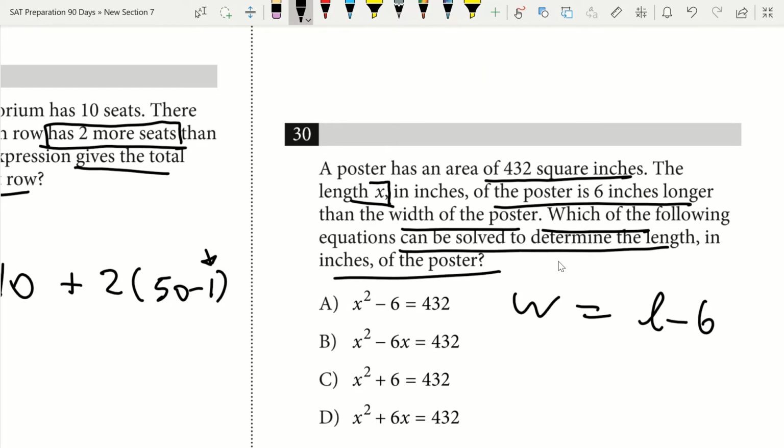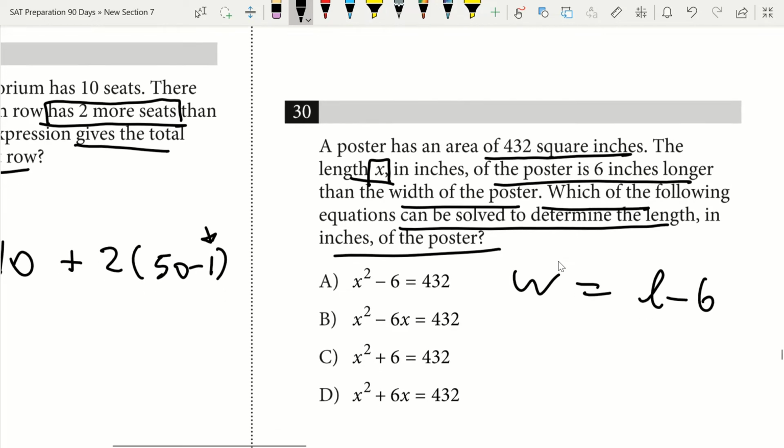Well, we know length is x. And we know that width is 6 inches less than x, because the length, which is x, is 6 inches longer than the width. So the width is going to equal our length, which is x, minus that 6. And we know our x is going to equal our length. We know length times width gives us area.